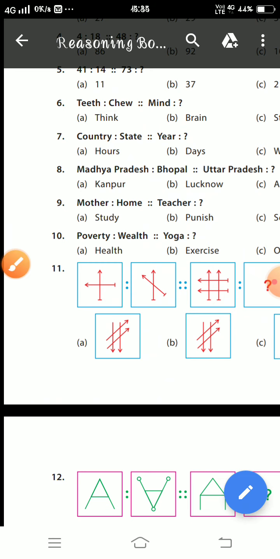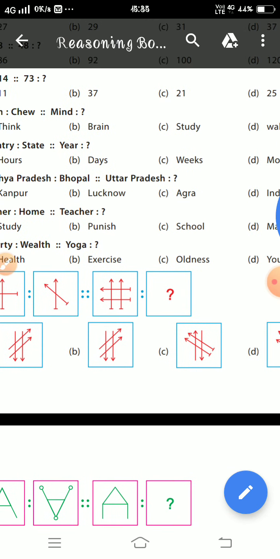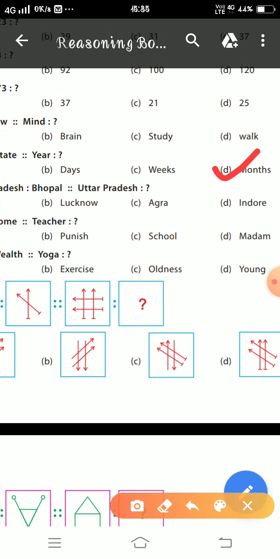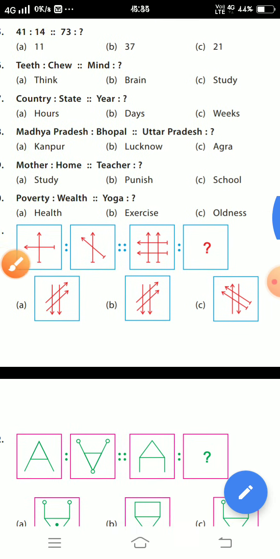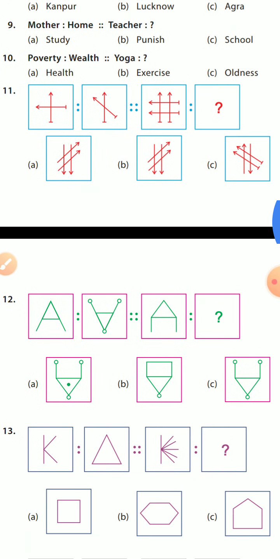Okay, in the same manner, I will be solving the seventh question for you. Country is to state, then what will be the answer for year? As states make a country, in the same way months make a year. So the answer is month. The next questions you will be solving by yourself.